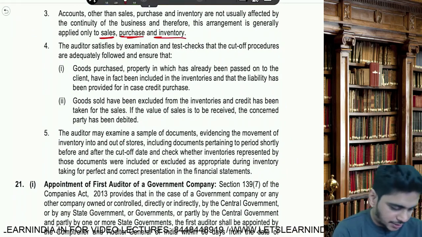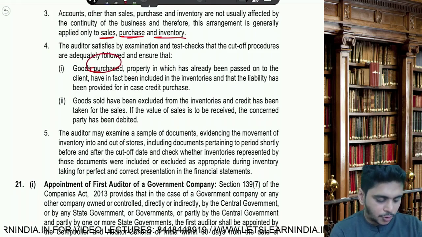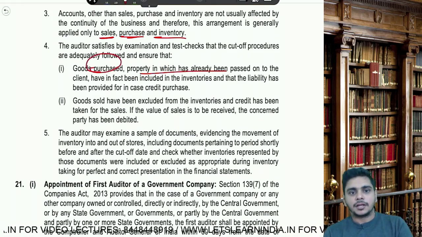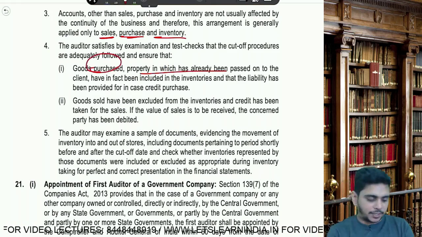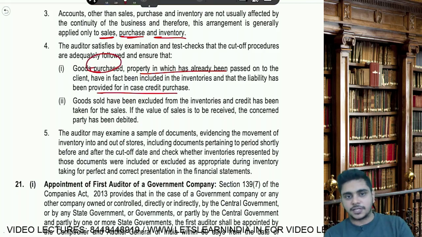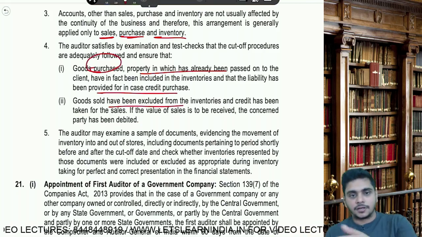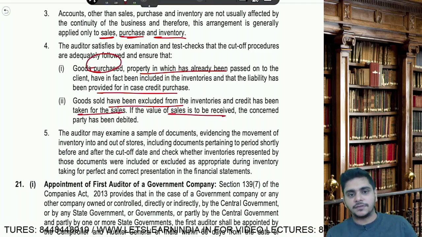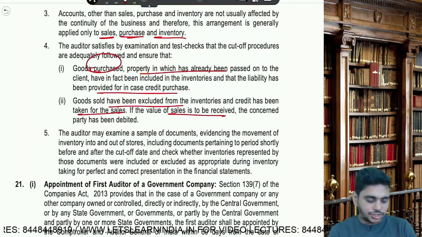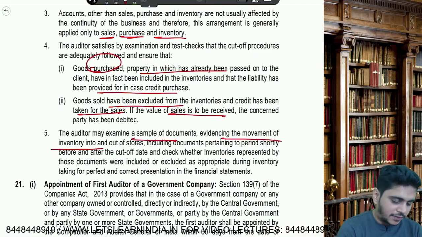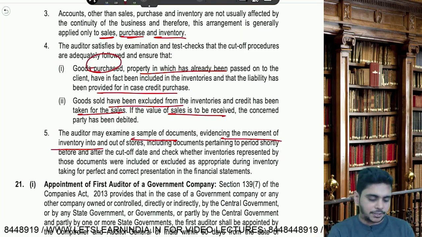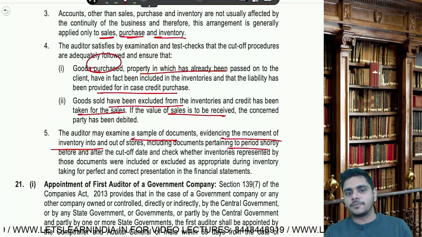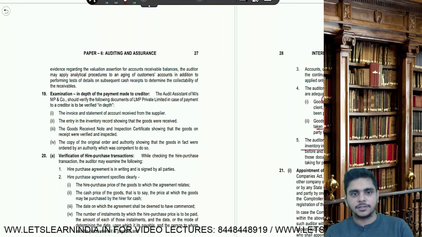Now, if goods are purchased whose property has already been passed on to the client, that is, when the ownership is transferred, they have in fact been included in the inventories and the liability has been provided in case of credit purchase. In case of sales, the auditor should see that the inventories have been excluded and the credit has been taken for sales. If the value of the sales is to be received, the concerned party has been debited. He should check sample documents evidencing the movement of inventory into and out of stores, including documents like GST invoice. You can check purchase bill, sale bill. You can write it in your own words. So this is basically the definition of cut-off procedure, cut-off arrangements. Clear?